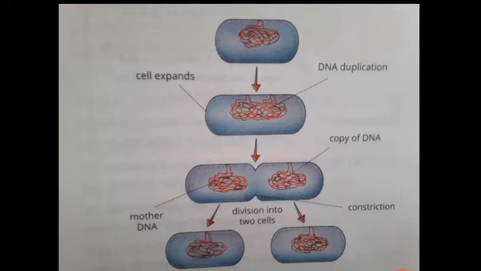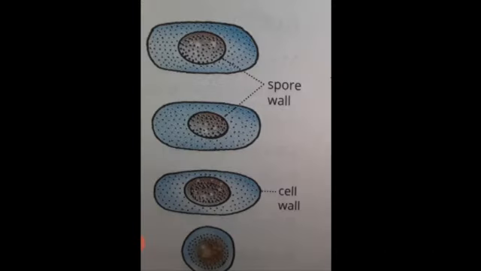Then comes the next process. Here you can see it is known as endospore formation. Now, endospore formation is not a method of reproduction by bacteria. It is rather a means to protect themselves under unfavorable conditions. They are protecting themselves. It's not actual reproduction here.